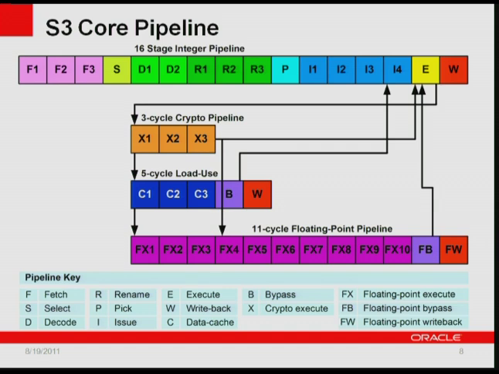On S3, integer results that forward to integer dependence occur in the I4 pipe stage, and floating point results that forward to floating point dependence occur in the execute pipe stage. By design, there are very few stall points in this pipeline. The only places this pipe can stall is before the fetch pipe, before the F1 pipe stage, at select, at pick, and at write back or commit.